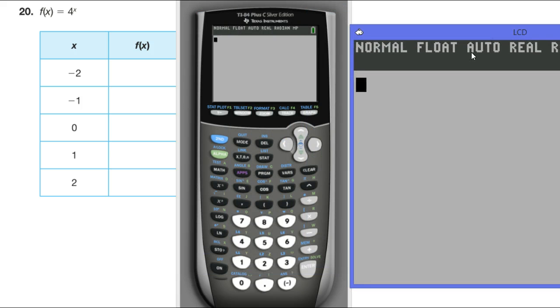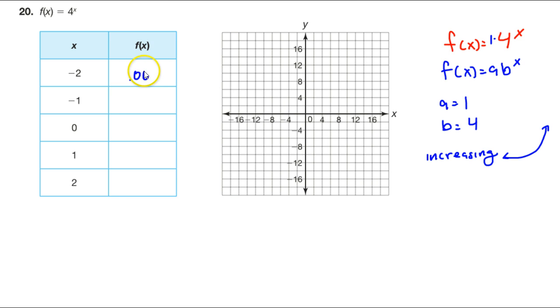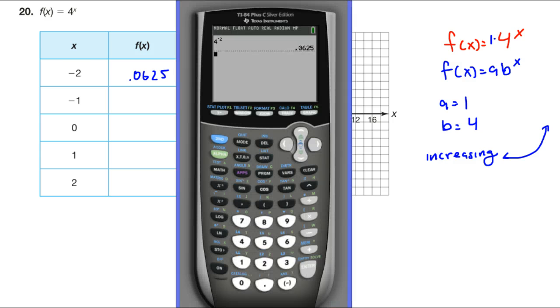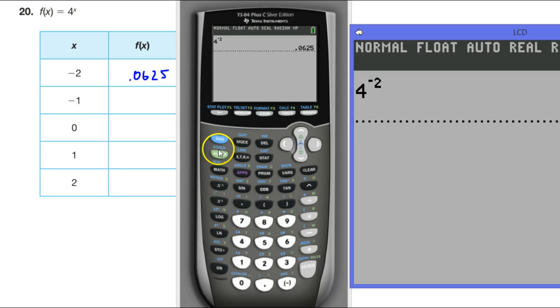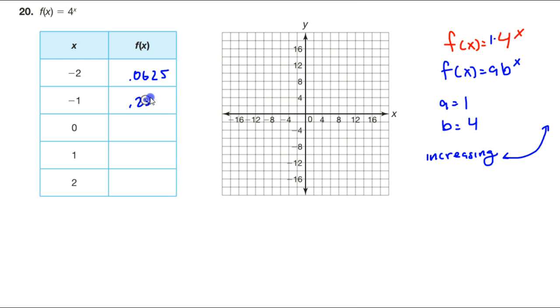So we have negative 2, we have 4 to the power of, and then we plug in our values, negative 2. Well, that gives us 0.0625. The next one, we can use that copy-paste feature that I spoke about in the other video notes. So we can go second, enter, and just change the top value to a negative 1, and then enter. We get 0.25, which is a quarter.